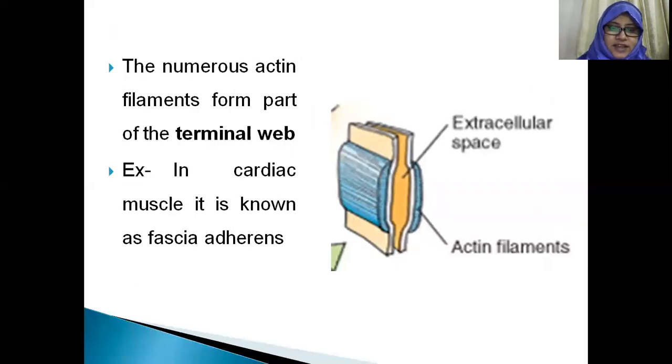The numerous actin filaments form part of the terminal web. This type of junction we can see in the cardiac muscle, where it is known as fascia adherens.